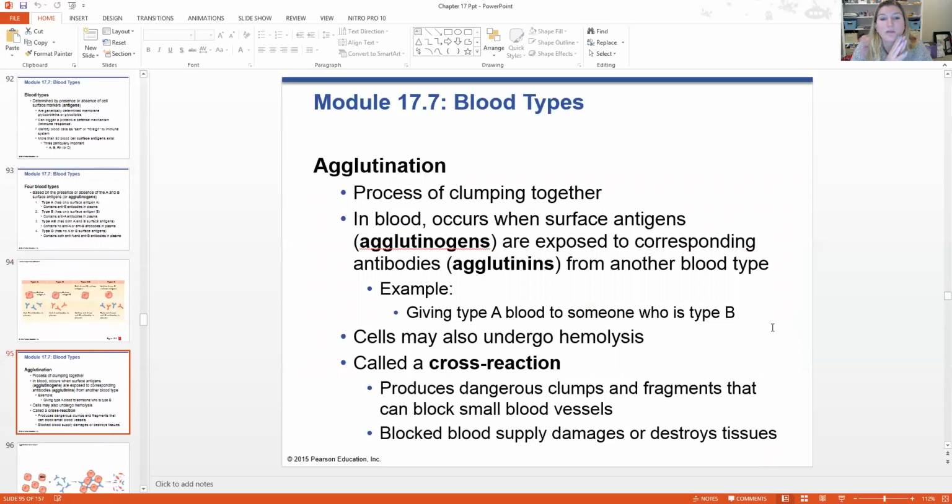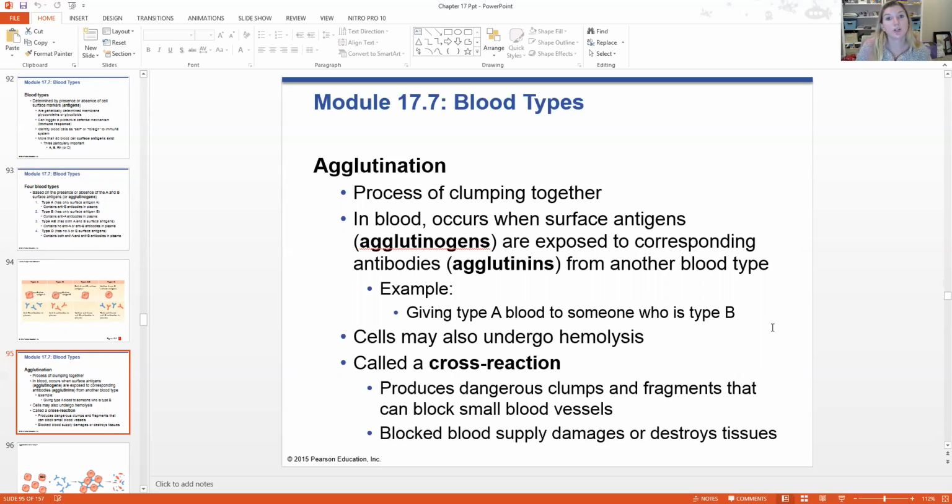So let's talk about this process of agglutination that occurs. Agglutination is a process of clumping. In blood, it's going to occur when the surface antigens, or agglutinogens, are exposed to the antibodies, or the agglutinins, right? So when the immune system matches up with those foreign antigens, they're going to clump around it and cause this immune reaction. So an example of when this would happen would be if you give type A blood to someone who has type B blood, right? Mixing those blood types. It's called a cross reaction.